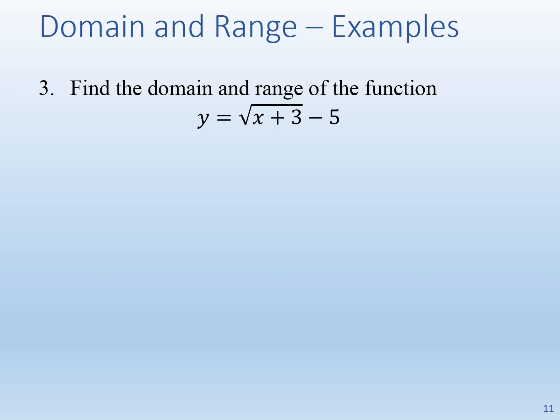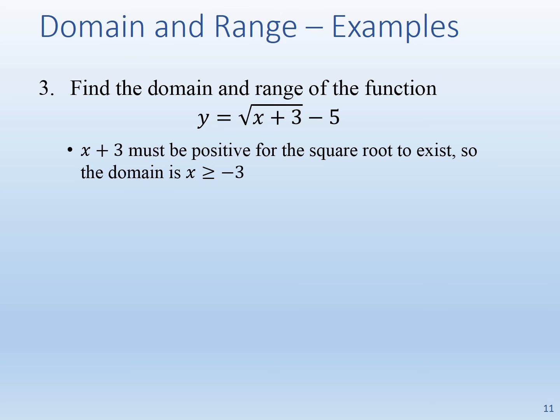In our third example, we have y equals the square root of x plus 3, minus 5. Now the x plus 3 has to be positive, otherwise we can't take the square root of it. And so we have to have x greater than or equal to negative 3. Now the square root can have a minimum value of 0, and then when we subtract 5 from that, we will get minus 5 or more. And so the range is y is greater than or equal to minus 5.